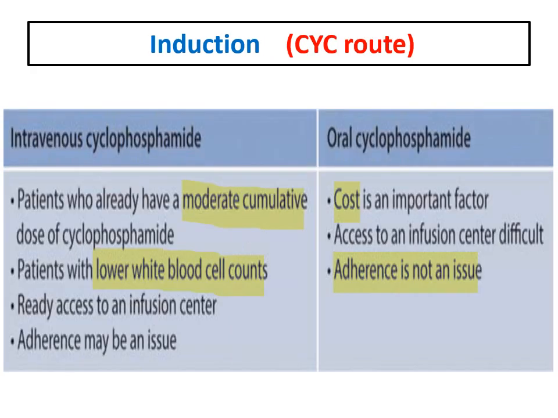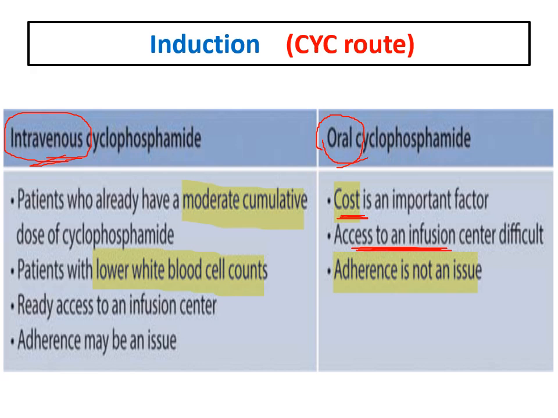What if we use cyclophosphamide? When should we use intravenous or oral cyclophosphamide? Oral cyclophosphamide is much cheaper, so when cost is a factor, we can use oral cyclophosphamide. Or if access to an infusion center to give IV cyclophosphamide in a hospital is an issue, then we can use oral cyclophosphamide. But when to use the intravenous route?